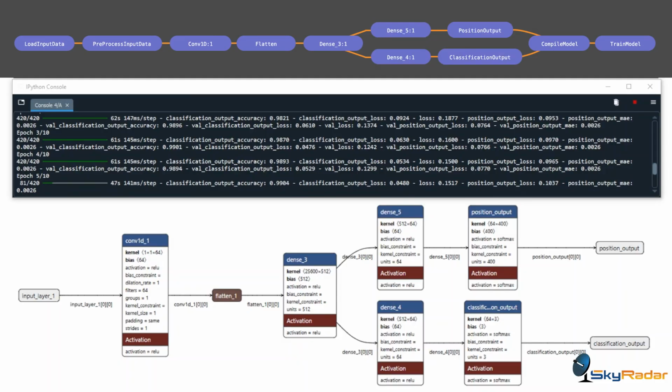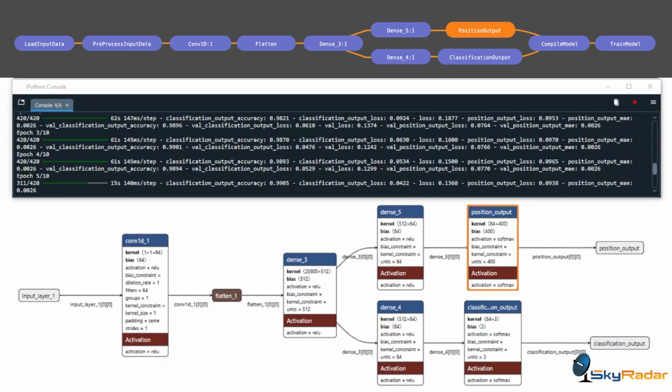The first branch passes through dense 5, which has 64 neurons and a ReLU activation function. This is followed by the position output dense block, which has 400 neurons, corresponding to the positional resolution of the radar data. The softmax activation function in this block ensures that the output represents a probability distribution over the 400 positions. The range of 20 meters with a resolution of 0.05 meters makes this output ideal for accurately localizing targets.